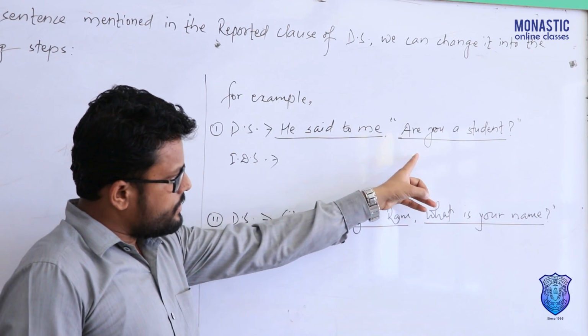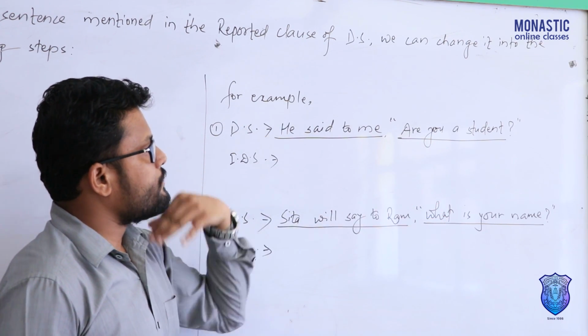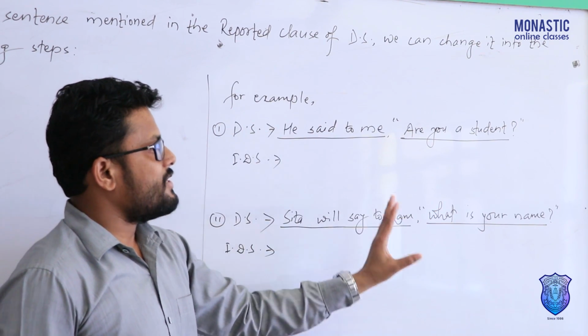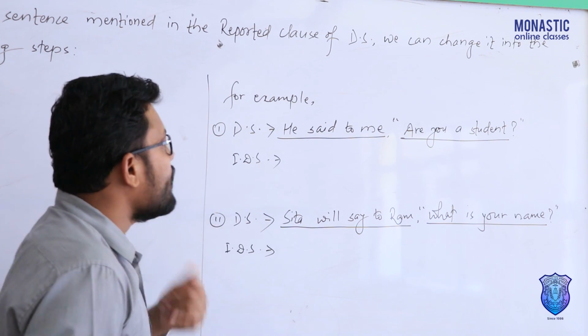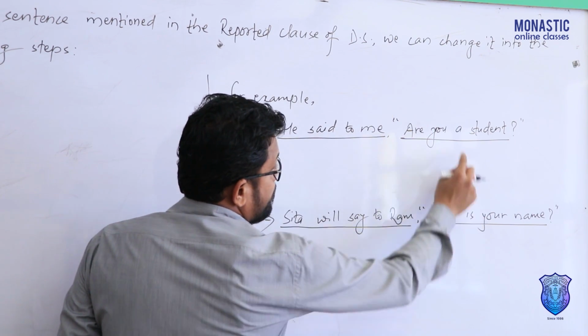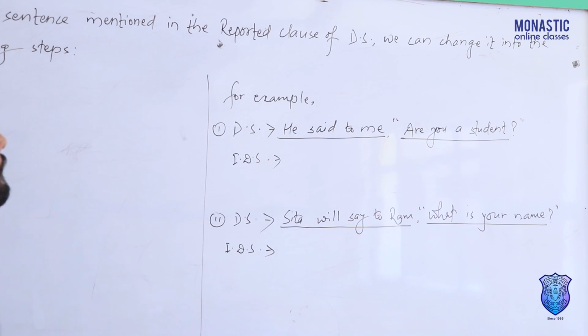If there is an assertive sentence, apply the rule of changing assertive sentence. If there is an interrogative sentence, apply the rule of changing interrogative sentence. In the case of an imperative, apply the rule of imperative sentence. In the case of exclamatory, apply the rule of changing exclamatory sentence. We have found that in the reported clause of this DS, these are interrogative sentences. As they are interrogative sentences, we need to apply the rules for changing the interrogative sentence into the IDS. For that, very first, you have to change the reporting verb.